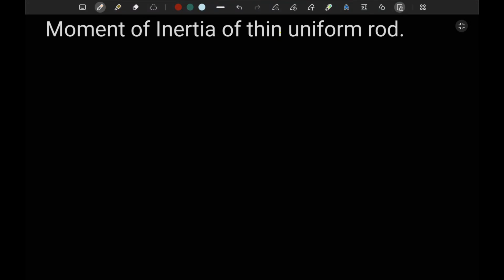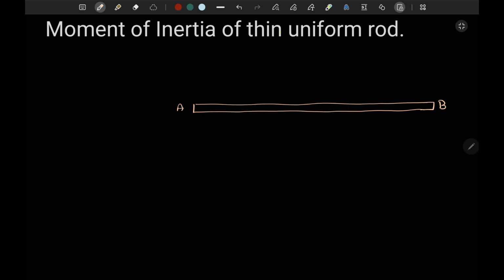Now we are going to calculate the moment of inertia of a thin uniform rod. For this we will consider a thin uniform rod as shown in the figure. Let the rod be AB.